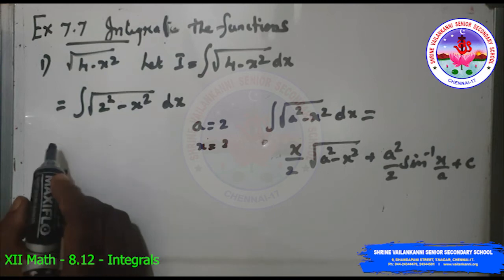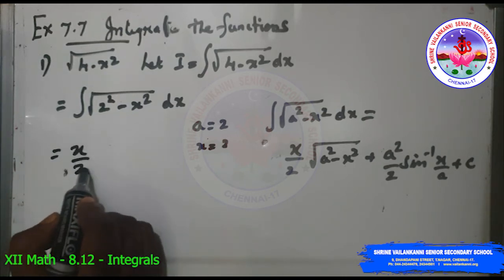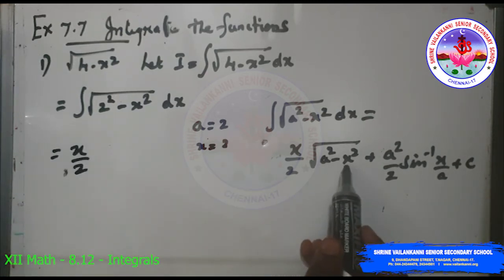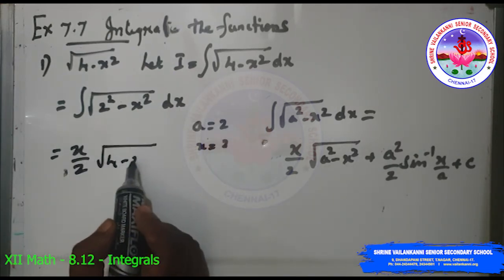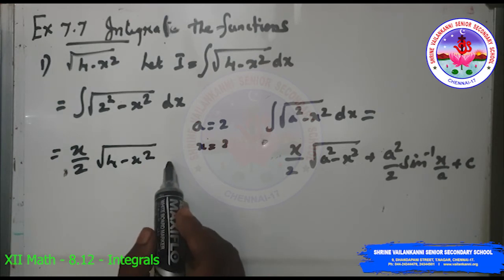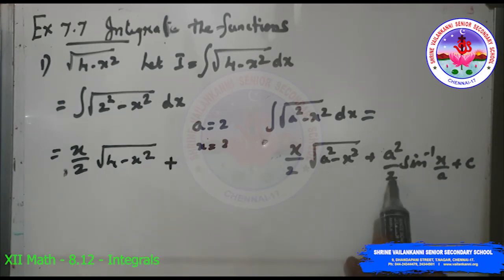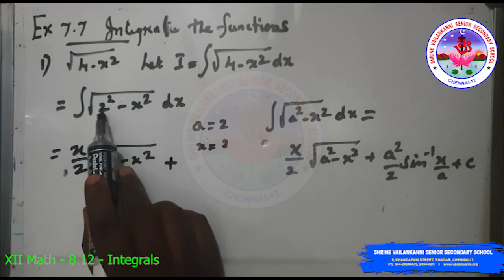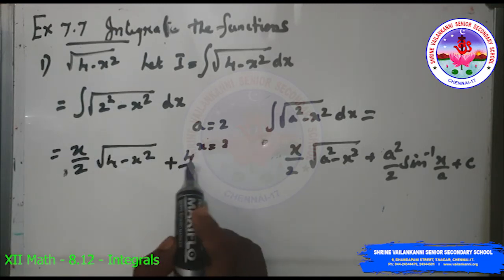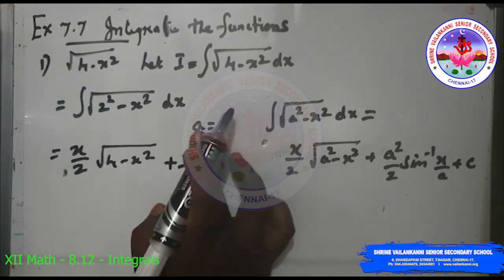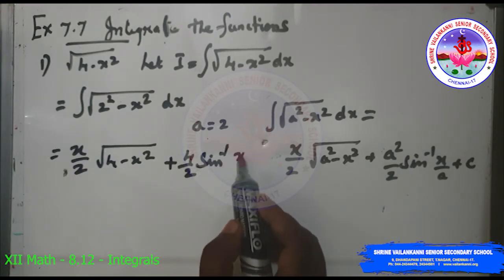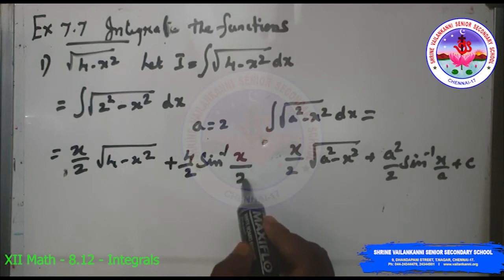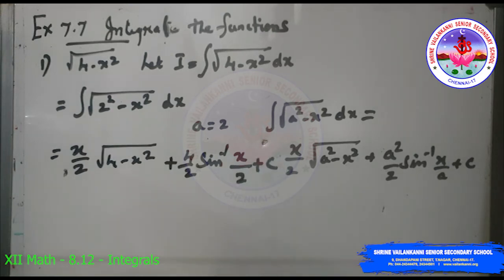So which is equal to x by 2 root of a square minus x square, that is root of 4 minus x square, plus a square by 2. So a is 2, so 2 square is 4. So 4 by 2 sine inverse of x by a. So x is x and a is 2. X by a plus c.